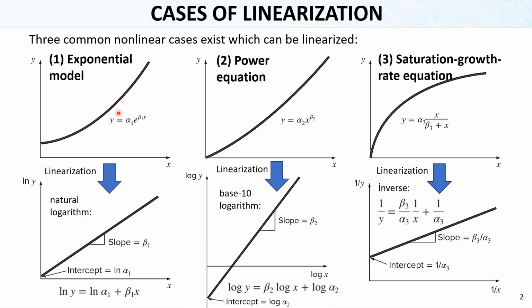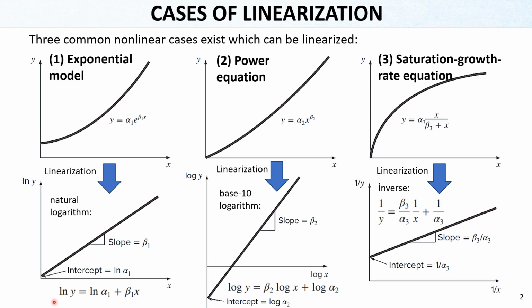For that, we need to transform this to linear data, and we can achieve that using ln, the natural logarithm. Take the ln of the y values, and the function will be a linear regression function: ln y equals ln alpha 1 plus beta 1 x, where alpha 1 and beta 1 are the coefficients of this exponential function. So if you take ln of both sides, it gives this linear function to us.